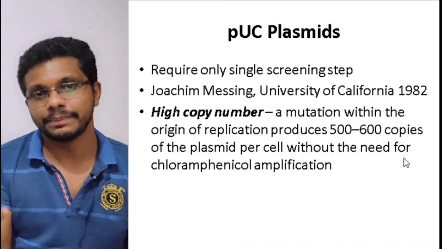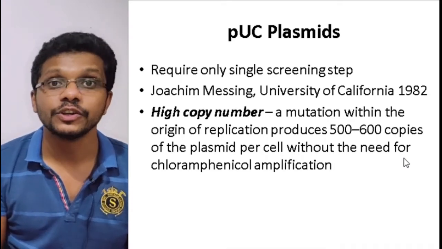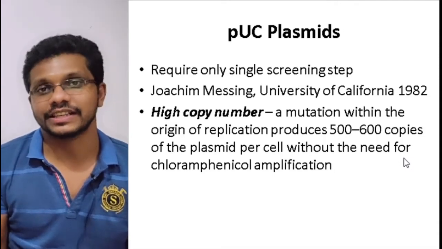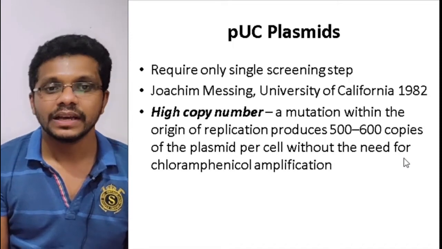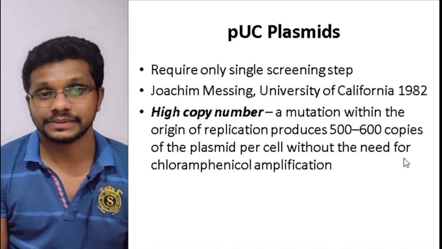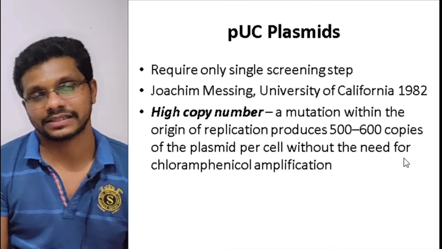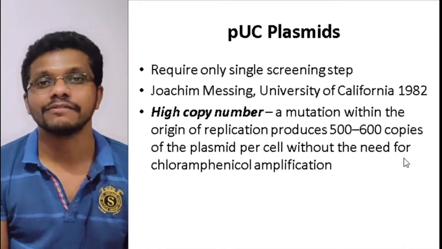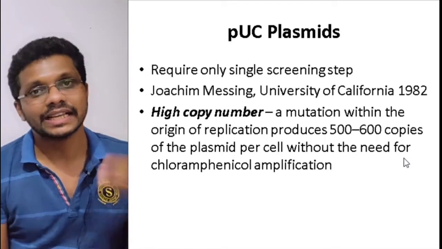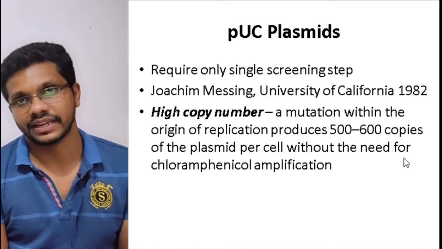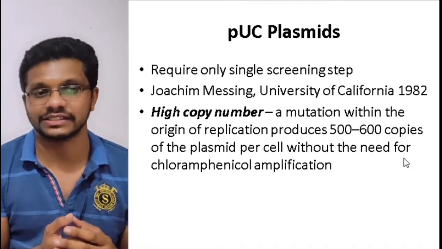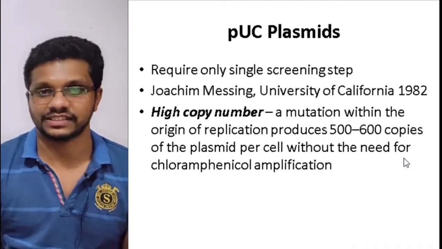So the p in pUC stands for plasmid. UC is the University of California, so that's where the plasmid was developed. Another advantage of this pUC plasmid is that it is a high copy number plasmid. The origin of replication is modified so that the copy number is about 500 to 600 copies per cell without chloramphenicol amplification. In case of pBR322, we need chloramphenicol amplification to increase the number of plasmids. But in the pUC class of vectors, we don't need such amplification.